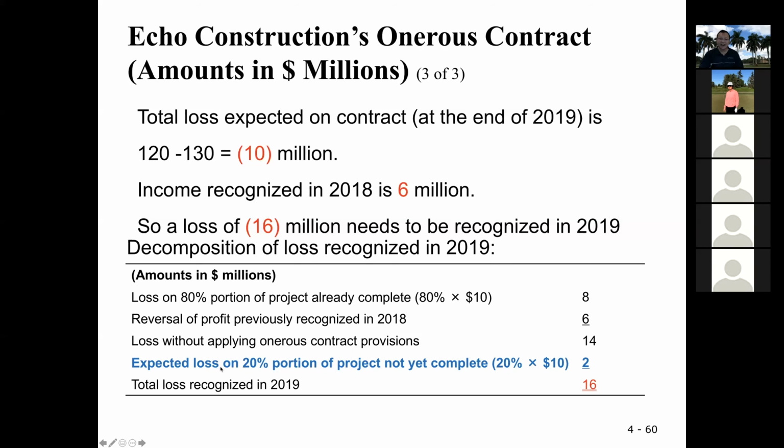So that 16 is the expected loss, including the remaining 20%. In 2020, the last 20% is to be completed, and 20% of the $10 million loss is 2 million. So in total, the loss recognized in 2019, 16, has 3 components: current loss, 80%, and future loss, 20%. That gives you 10. And then you also need to reverse the profit recognized in 2018, 6. So that's your 16. Does this make sense?